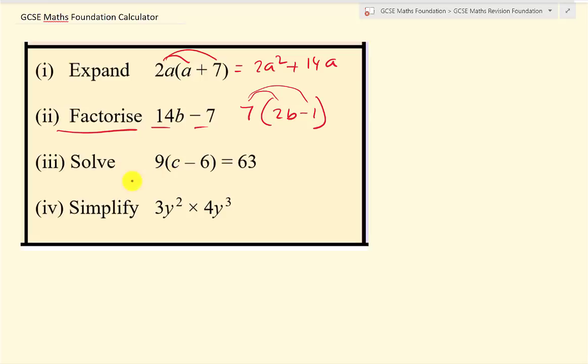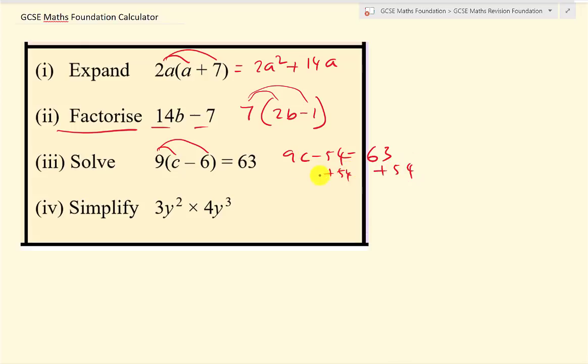This question again, similar to the one we did to start off with, is solving equations. So we can expand the brackets first and then solve it, or you can divide by 9 on both sides. I'll do it the straightforward way. I'll expand the brackets. So 9 times c is 9c, and 9 times minus 6 is minus 54, equals 63. Add 54 on both sides.